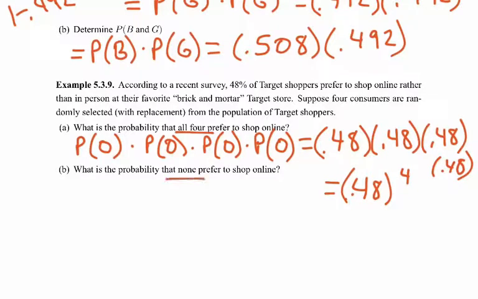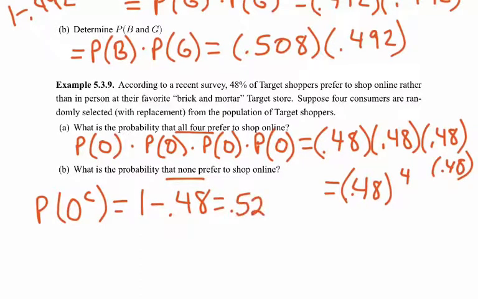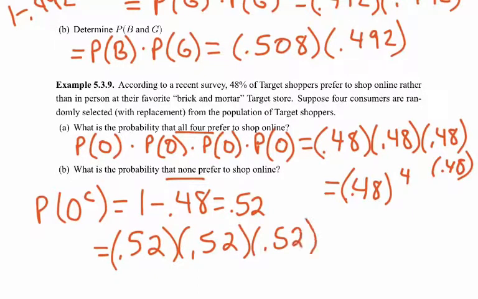How about the probability that none prefer to shop online? Don't overthink this. Start with just the probability that one person selected prefers not to shop online. That's the complement of the probability that they would want to shop online. So that would be 1 minus 48%, which gives me 0.52. So the probability that all 4 don't want to shop online, again, those would be independent events, would be 0.52 times 0.52 times 0.52 times 0.52, whatever that probability ends up being.